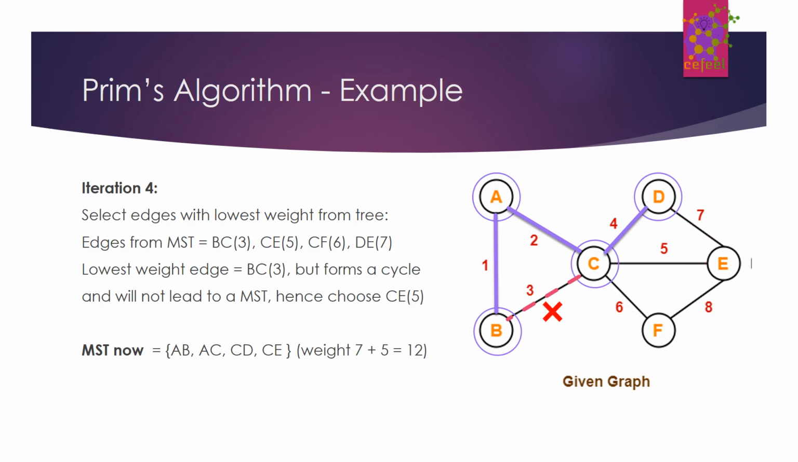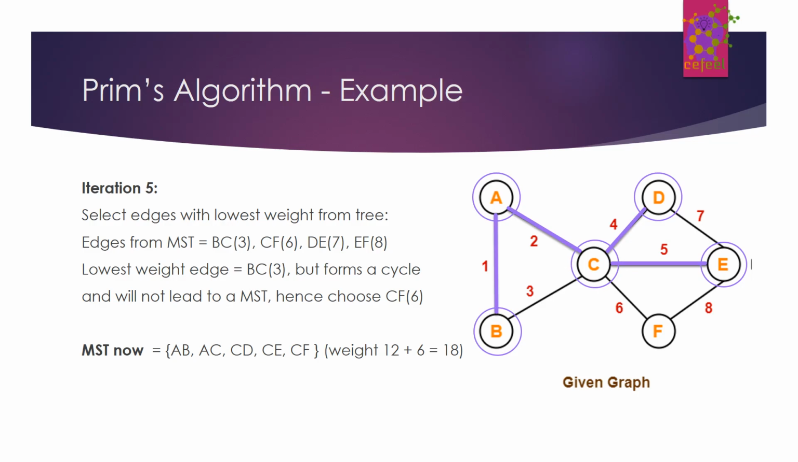So again the same strategy, we cannot include BC for the same reason we couldn't earlier, and from the remaining edges we pick CE because CE has weight 5, which is the minimum, and we expand our tree to include the node E. So the total weight of the tree now becomes 7 plus 5, 12, and we are almost there. In fact, there's just one more vertex to be added and then we will be done.